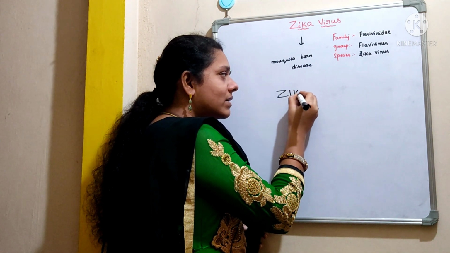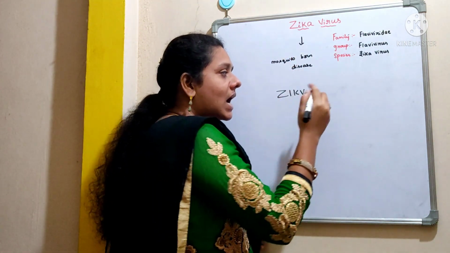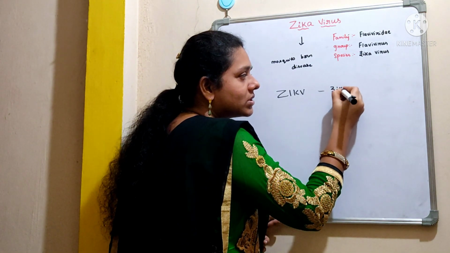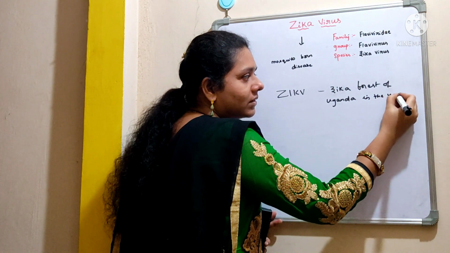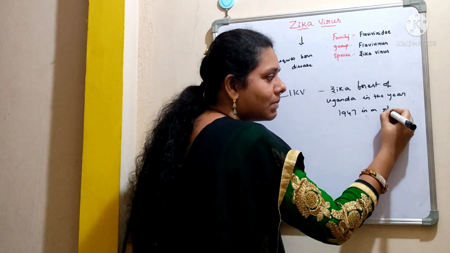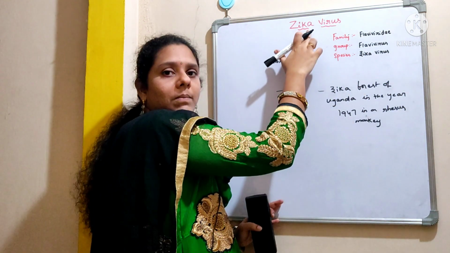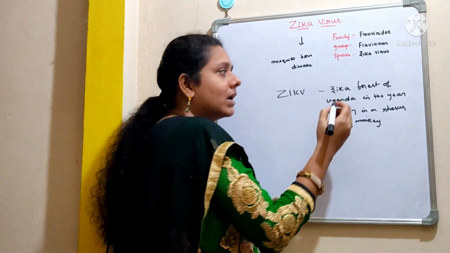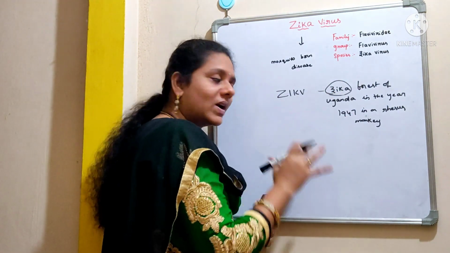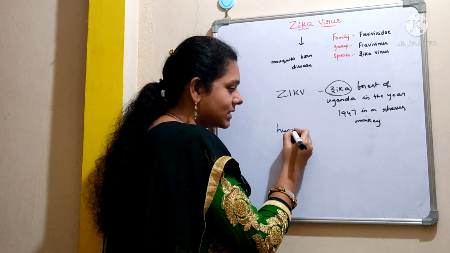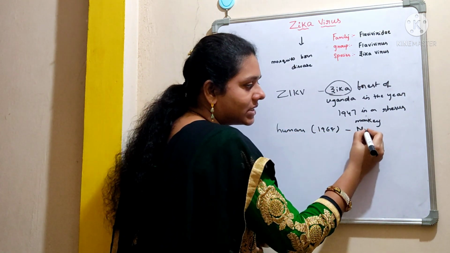This Zika virus, which belongs to the group of flavivirus, was first identified in the Zika forest of Uganda in the year 1947 in a rhesus monkey. That is the reason this virus is given the name Zika virus. Why? Because it was first identified in the forest of Zika. Later, it was identified in humans for the first time in Nigeria in the year 1968.